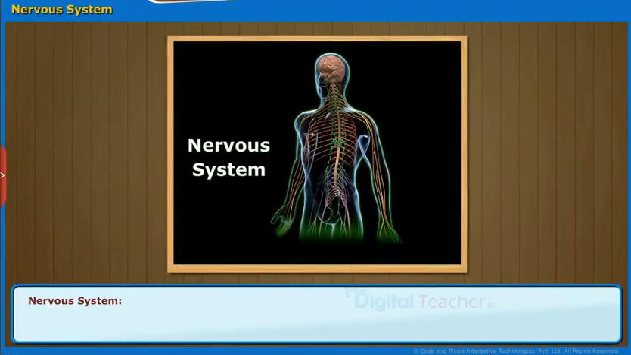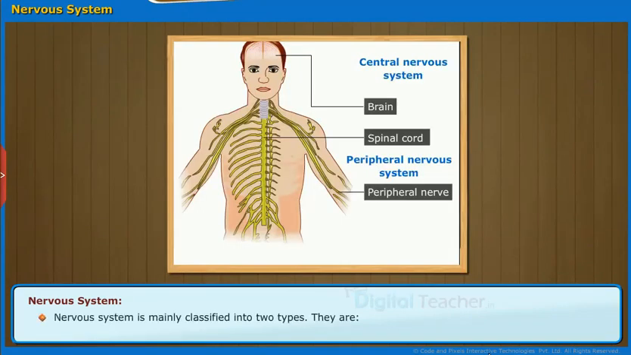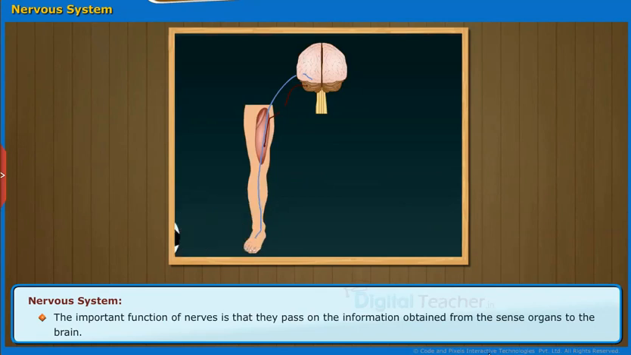Now, let us study the last internal organ system, the nervous system. Nervous system is mainly classified into two types. They are central nervous system, peripheral nervous system. Each and every part of our body has nerves. The important function of nerves is that they pass on the information obtained from the sense organs to the brain. The brain thus analyzes the information and gives instructions to different parts of the body through the nerves.